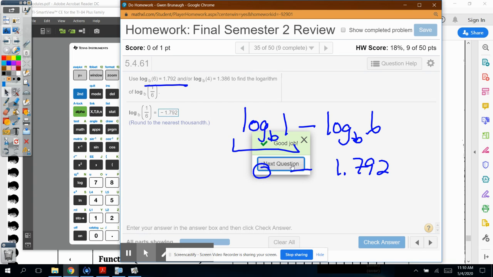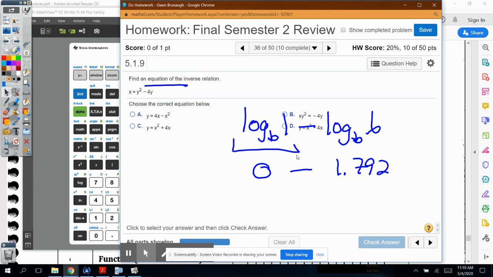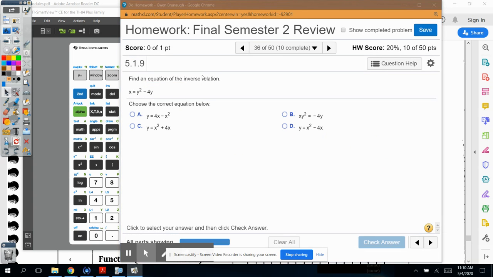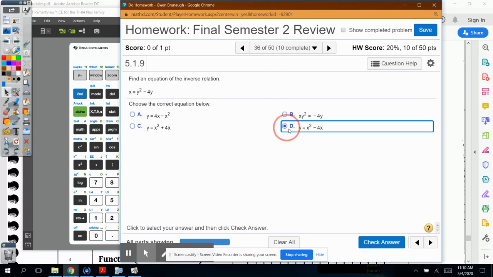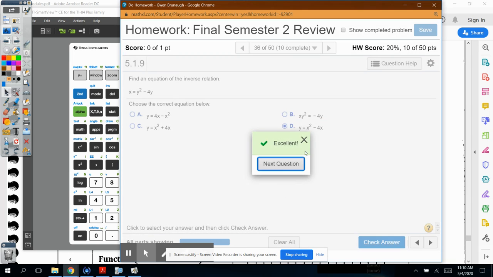So far, this video is a little easier than the first one. Okay, find an equation of the inverse. All you have to do is switch x and y. Usually we have to solve for y, but not on this one because it's a little tricky. So y equals x squared minus 4x. Just switch the x and y.